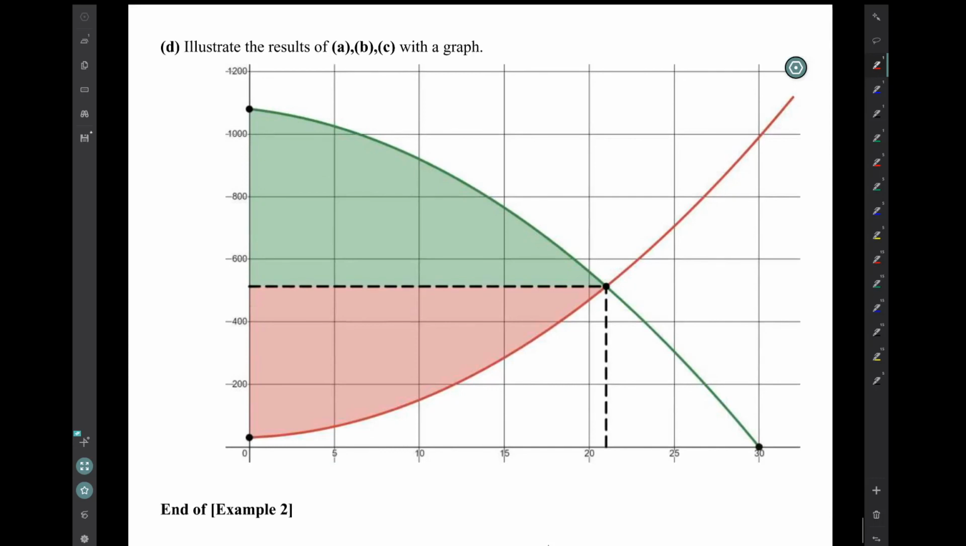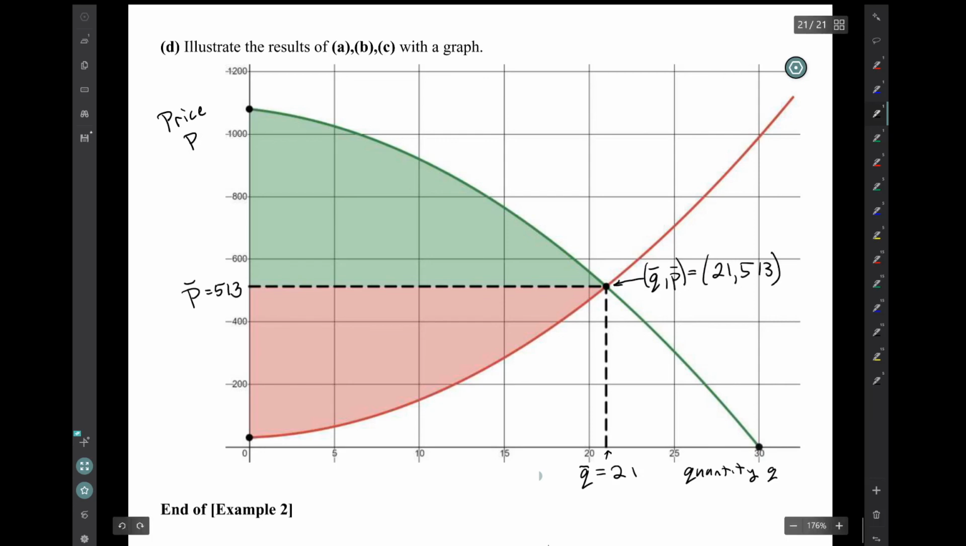Question D, illustrate the results of A, B, C with a graph. Well, first thing, we should label the axes. So there I've labeled the axes, and I've illustrated the results of question A. The equilibrium price point has coordinates 21, 513, and it's denoted by this symbol Q bar, P bar.